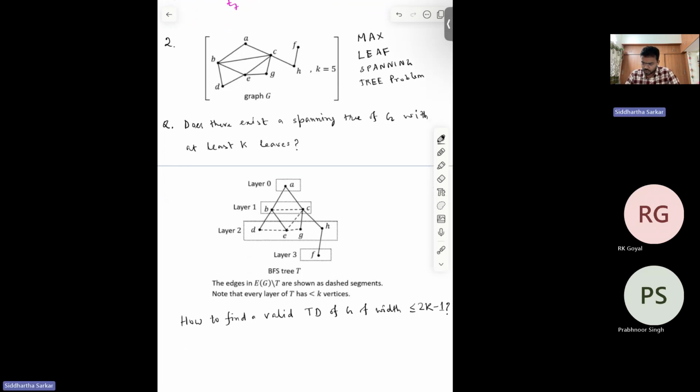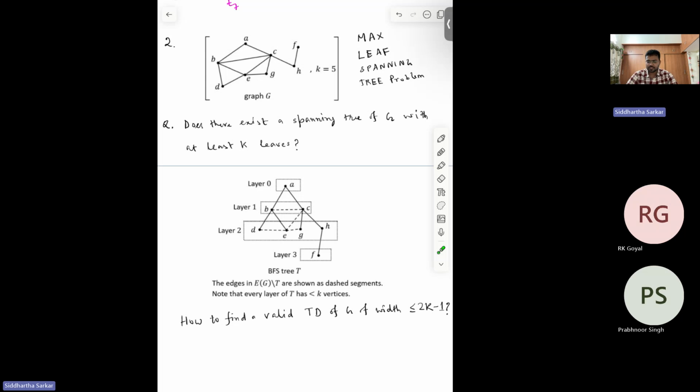An important observation is that it was possible to ensure that in every layer of the BFS tree, there are at most k vertices. Now, can this information be exploited to get a valid tree decomposition of G of width at most 2k minus 1? So how does this ensure that the number of vertices at a particular level would be less than k? Because if we conducted the search, then we have no control. It depends on the structure of the graph as well.